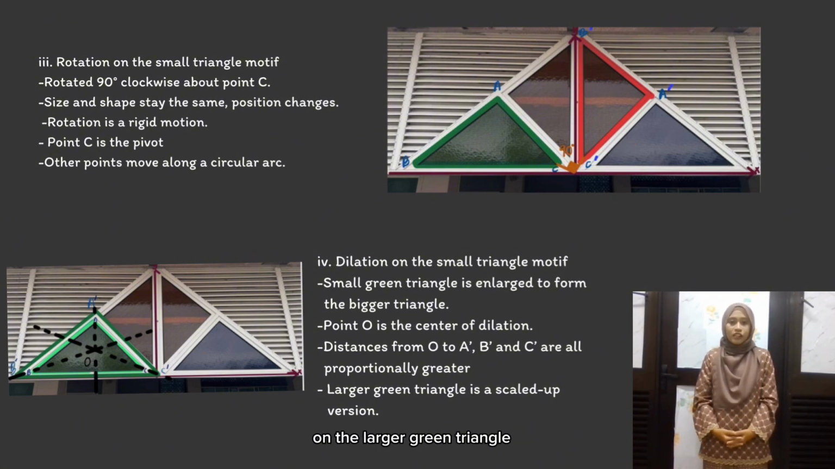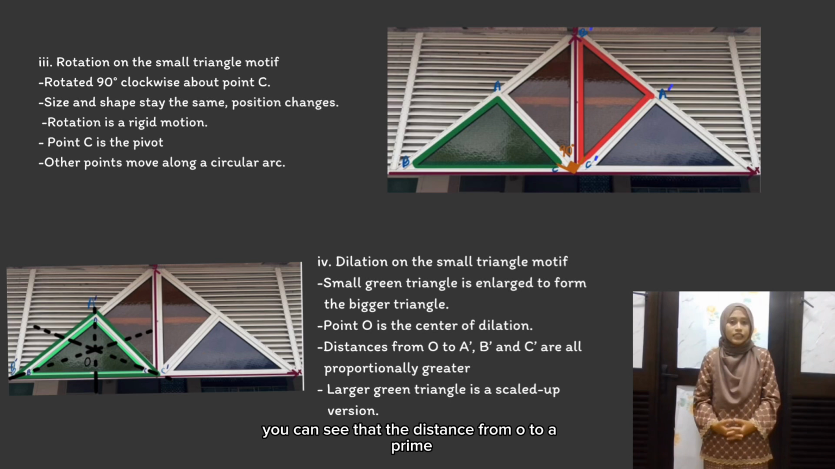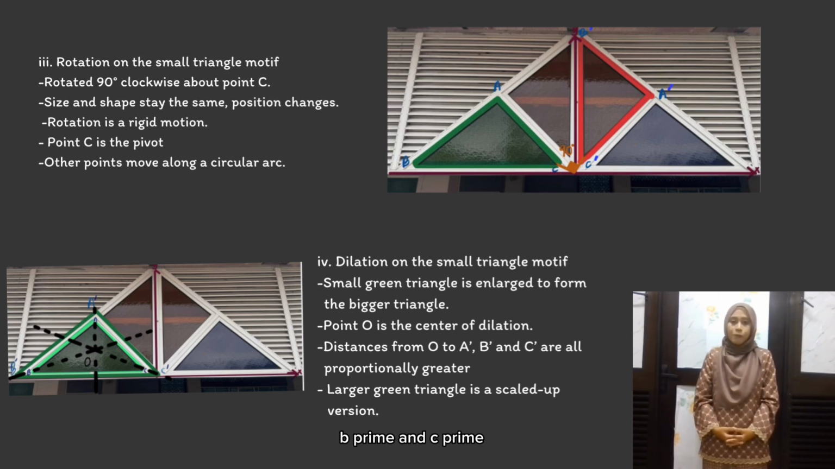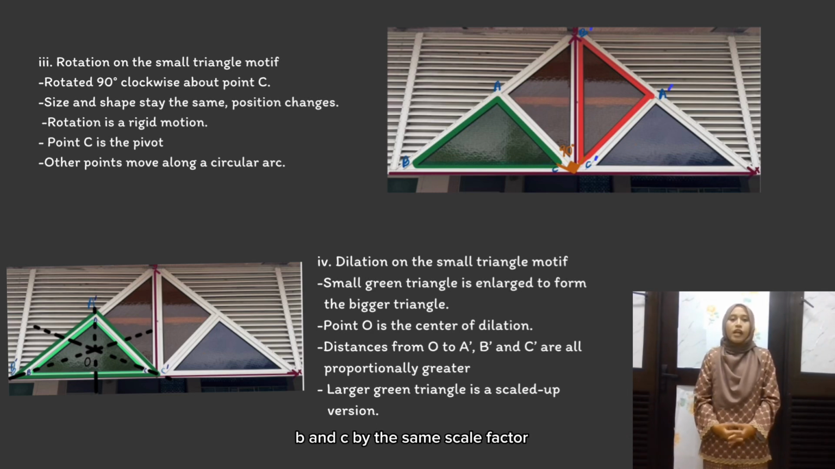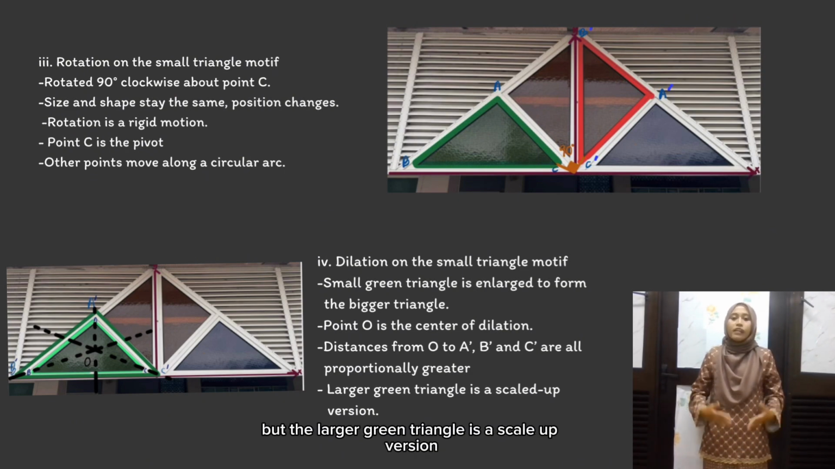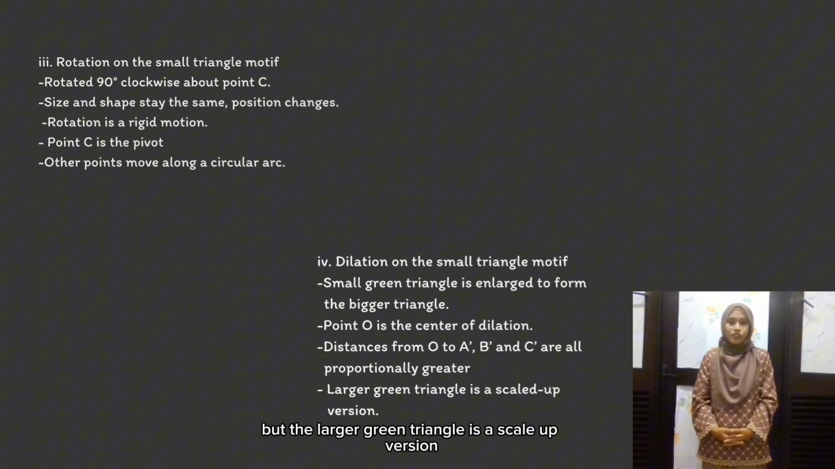the larger green triangle. From the photo, we can see that the distances from O to A prime, B prime, and C prime are proportionally greater than those from O to A, B, and C by the same scale factor. The triangle remains the same shape, preserving angle and size ratios, but the larger green triangle is a scaled-up version.